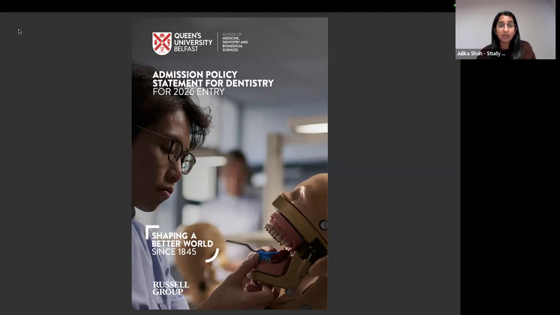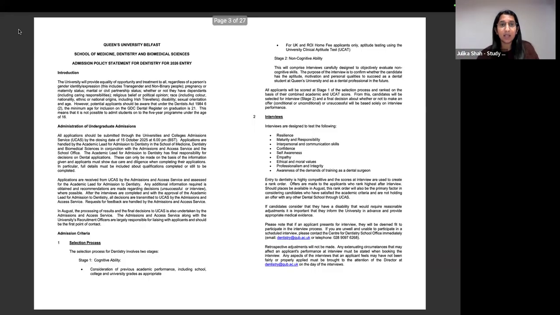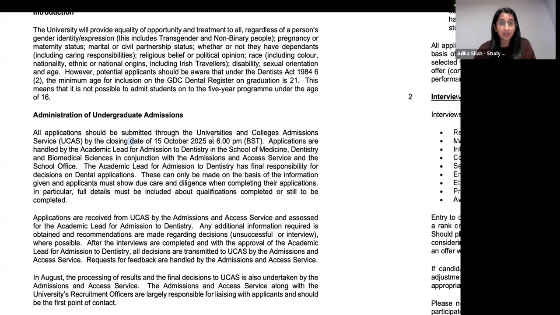If we have a look at Belfast, this is the entry of 2026. So for those of you who are currently in year 13, or taking a gap year, or have done a degree and are applying this year, in September, October, this will apply to you. If I flick through this, you will see there's a lot of writing. We're not going to go through this today, and I'm not going to get you to read it all today, but you can always look at this in your own time. Just looking at this first page, it talks through when the deadline is, which is the 15th of October at 6 p.m.